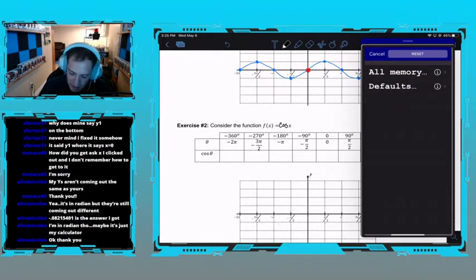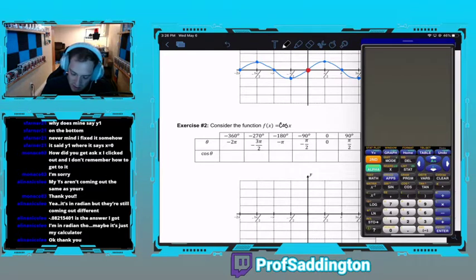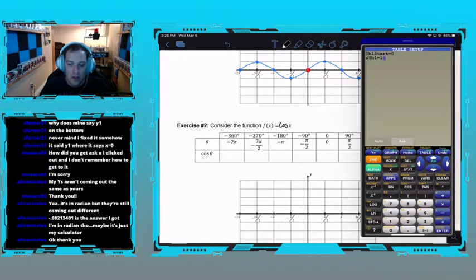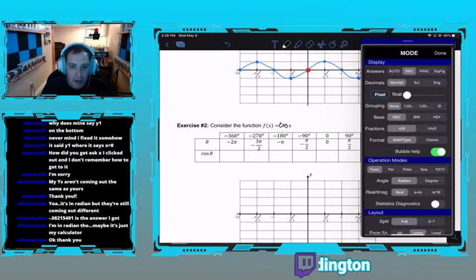I'm resetting. So I'm going to go to second table. I want to start at 0. I want it to count up by ones. And then I'm going to make sure I click the ask button right now. After I click that, I'm going to go into mode, and I'm going to make sure that I'm in radian mode, which it looks like I am already in radian mode, so that's okay.